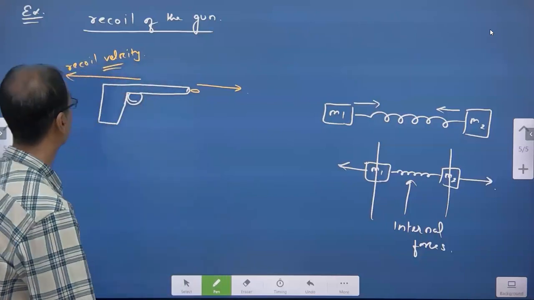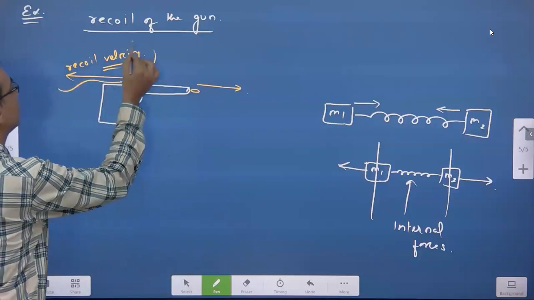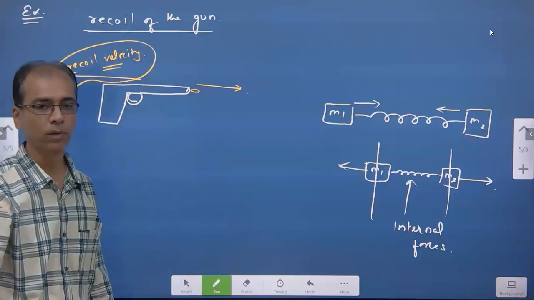Okay, so this is called what? This is called recoil velocity. So just write the example. Then we are going to solve the question based on that.